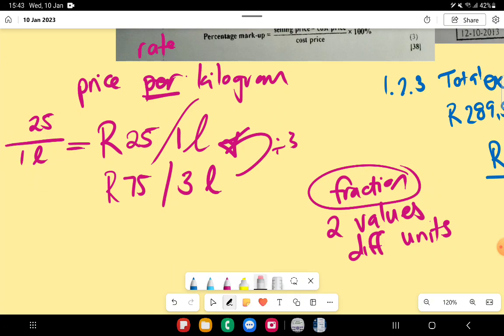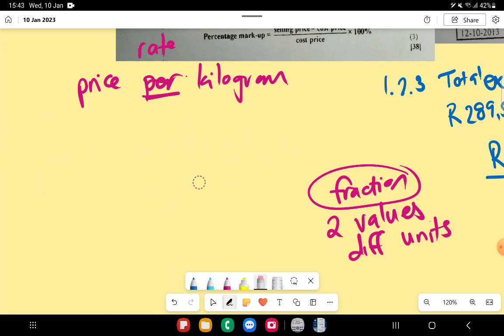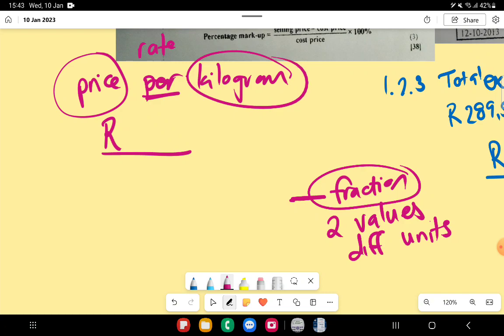This means that my answer is supposed to look like this. It's a fraction line because a rate is a fraction. On the numerator, I'm going to put the price. The numerator comes before, so the price is in rands. And then the denominator, I'm going to put my weight, which is going to be in kilograms. So I know my answer needs to be a fraction with rands on the top and kilograms at the bottom.